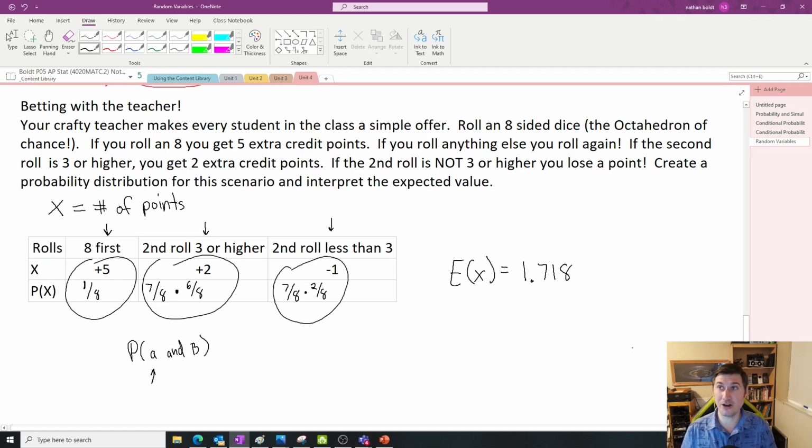So that means on average, over many different students trying this out, I would give away 1.718 points, which means on average, I'm giving away points, not taking away points. So overall, people's grades would go up. But that's not very much comfort to this poor person right here who gets the -1.